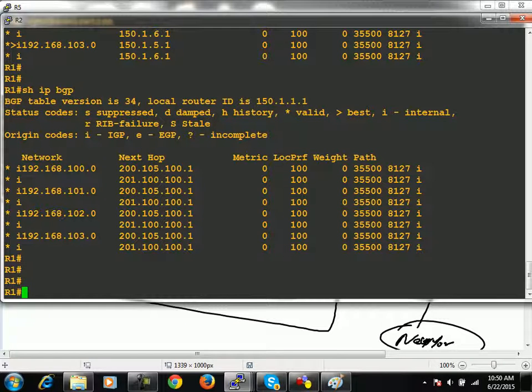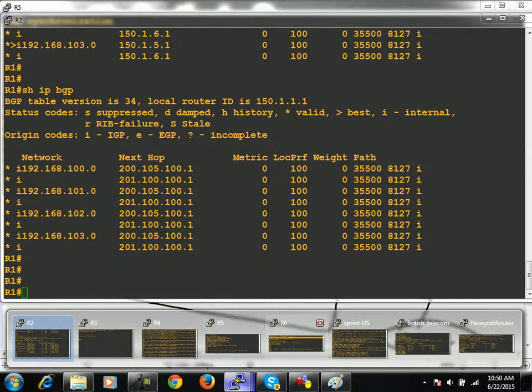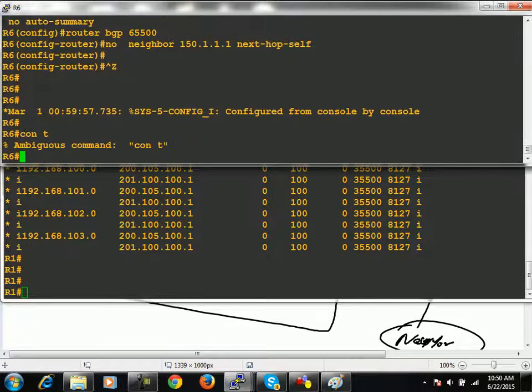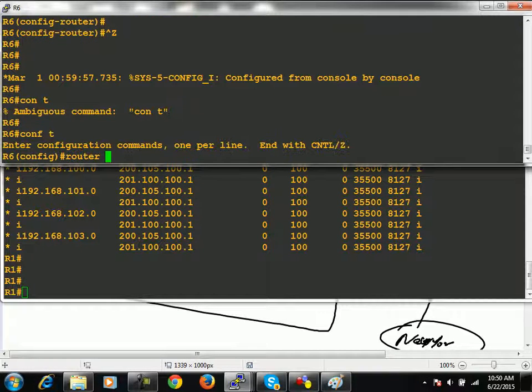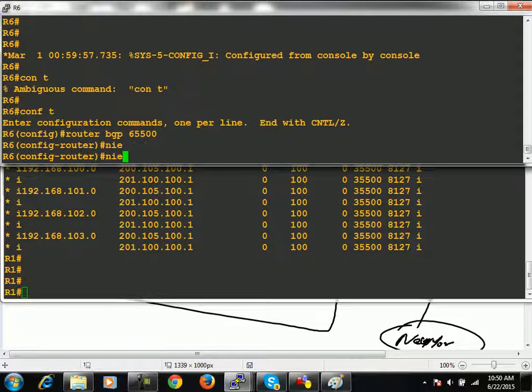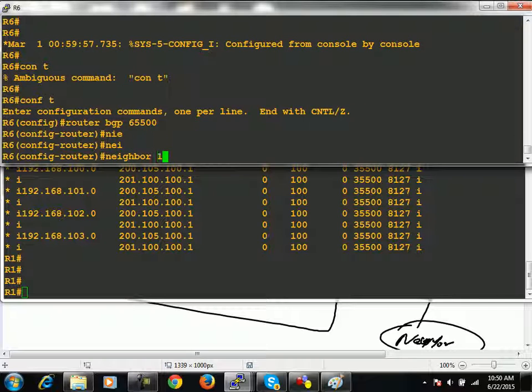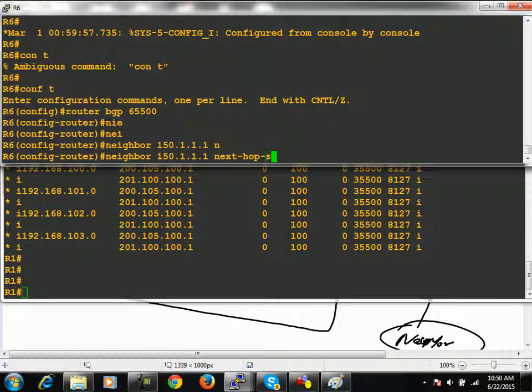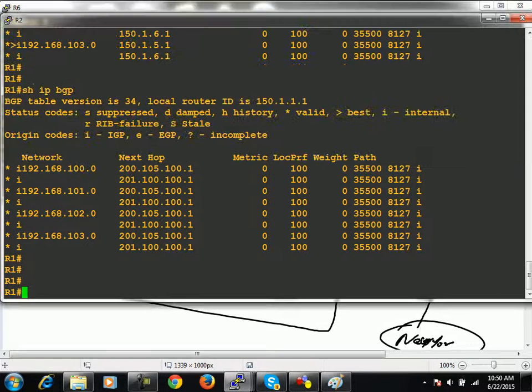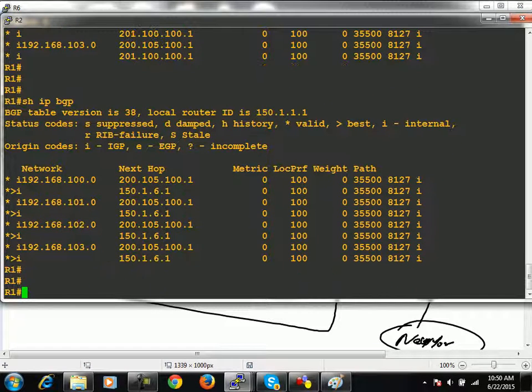Now, if you move back again on R6, this time I'm on R6, right? Router BGP 65500, for its neighbor 150.1.1.1, I will say next hop self. Once you configure this command on R6, you see its best path has been configured via R6.